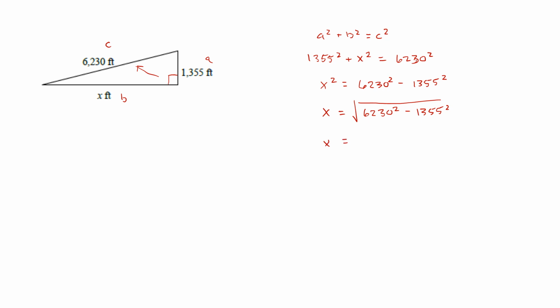And I would then substitute that right side expression into my calculator. And I will get the value 6,080.86137. Since my triangle has values rounded to the nearest foot, I'm going to round x to the nearest foot, and that would be 6,081 feet. Okay.